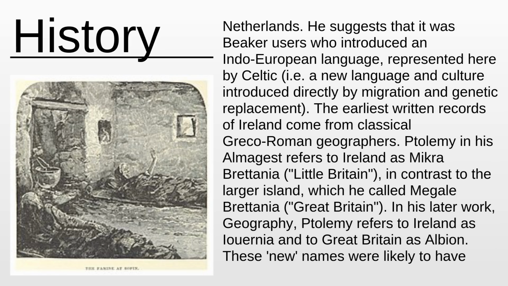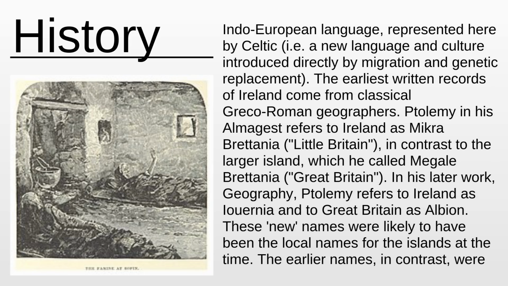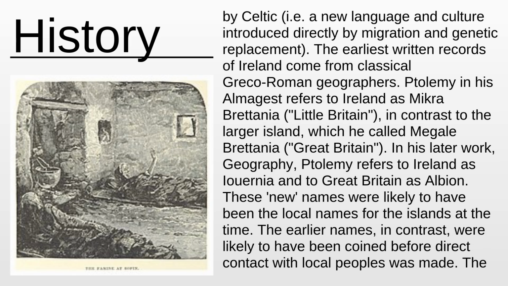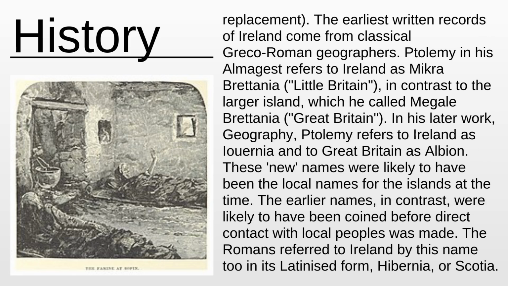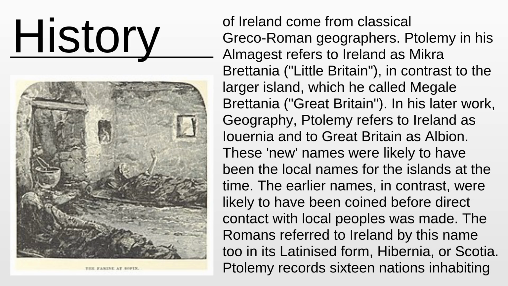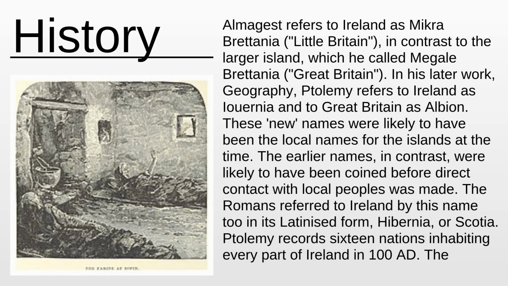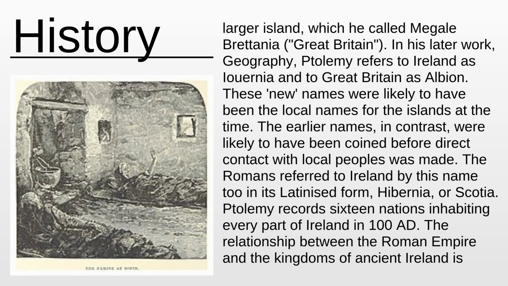The earliest written records of Ireland come from classical Greco-Roman geographers. Ptolemy in his Almagest refers to Ireland as Mikra Brettania, Little Britain, in contrast to the larger island, which he called Megale Brettania, Great Britain. In his later work, Geography, Ptolemy refers to Ireland as Iouernia and to Great Britain as Albion. These new names were likely to have been the local names for the islands at the time.